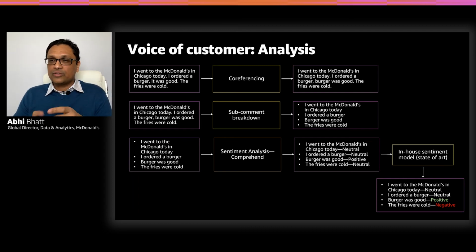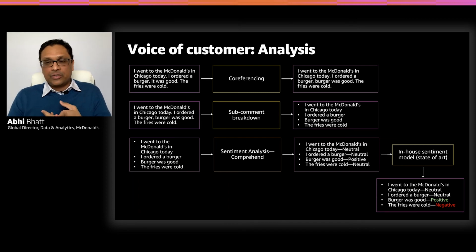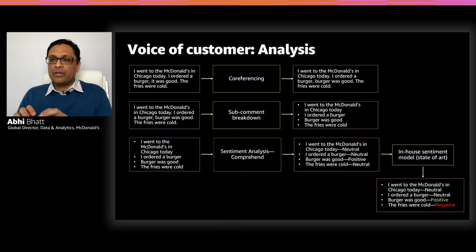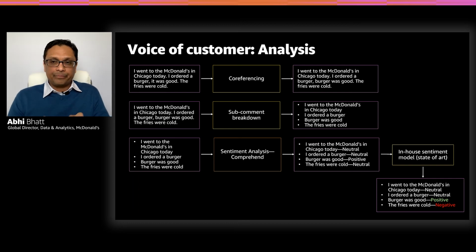in the output you'll see, I went to the McDonald's in Chicago today as a neutral sentiment. I ordered a burger as also a neutral sentiment. Burger was good is positive. Fries were cold is negative. The fries being cold is very domain specific, or what we do in quick service restaurant industry.